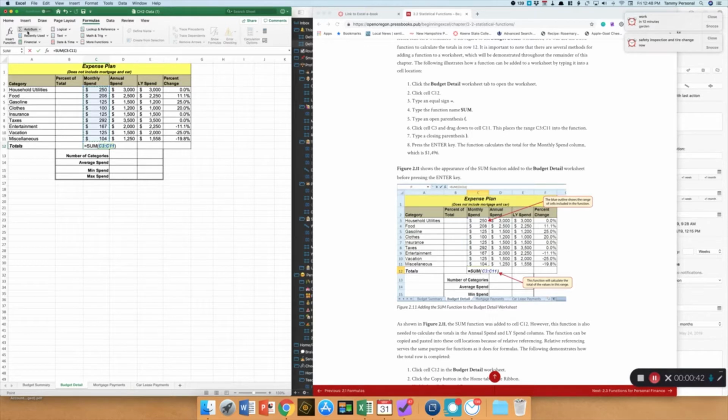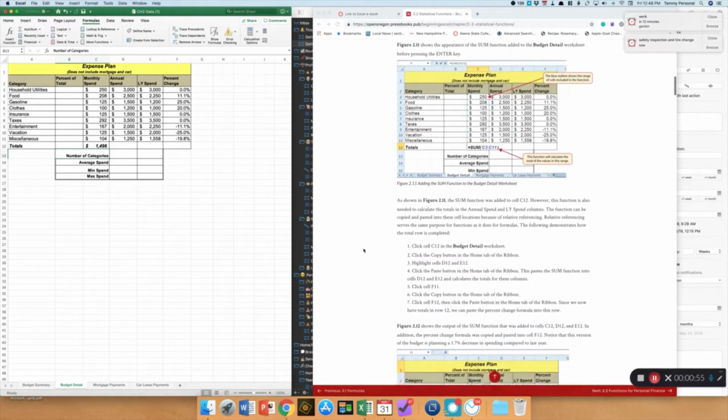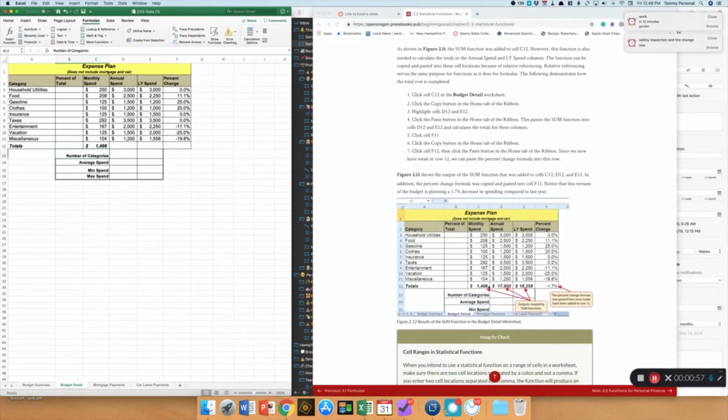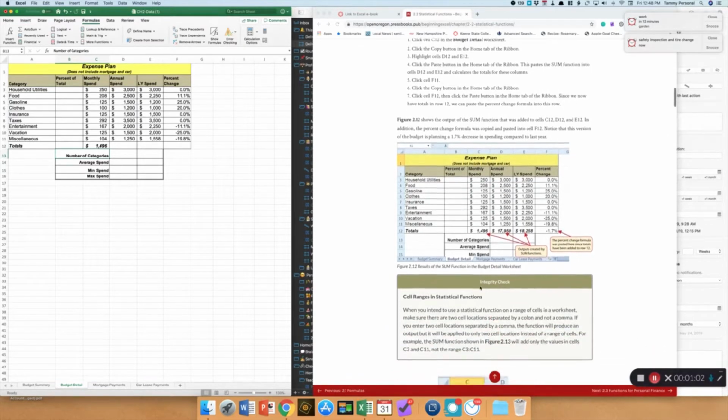can use the AutoSum function. We can hit equals and put in the range, however you want to do it. I'm lazy, I like to do it with as few clicks as possible, so we use the AutoSum. This gives us 1,496, which is precisely what the example got.